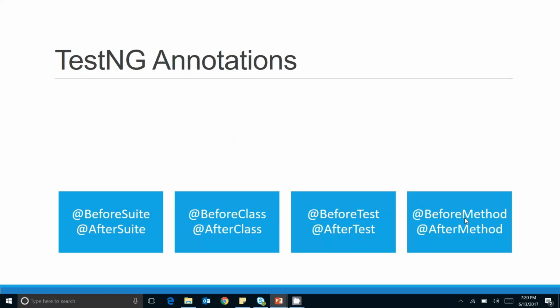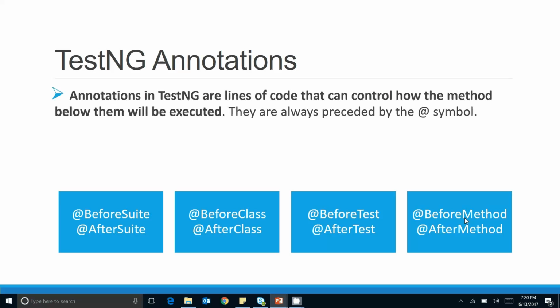So let's start from our very first slide, TestNG annotations. What is annotation? What are TestNG annotations? The first question is, what is annotation? In TestNG, annotations are lines of code that can control how the methods below them will be executed. It means annotations in TestNG are lines of code which control the flow of execution of the methods to which the annotations are attached. And always remember, annotations in TestNG are always preceded by the @ symbol. We will see practically what annotations are, how they are attached to methods, and how they can control the execution flow of the method. We will see these things in detail.